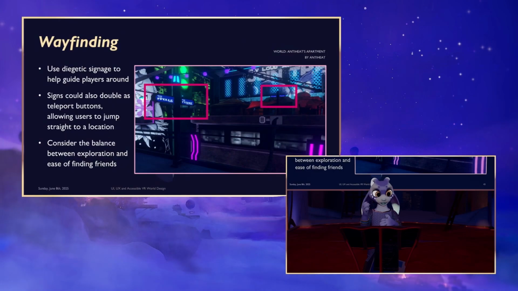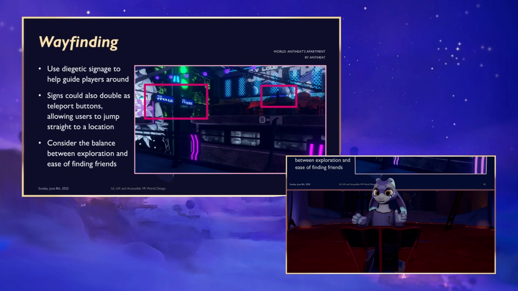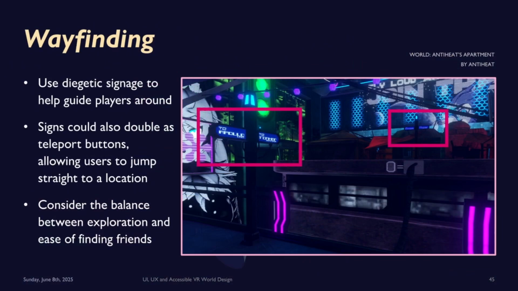Once they are in the world, use signage, diegetic signs within the world that guide people around, for example, and tell them where things are. Those signs could also double as teleport buttons, letting people jump straight to the location. You do want to consider the balance between exploration and finding your friends. For example, somewhere like the Frailty Lobby or the Hockle Knight Giant City world, exploring and finding where people are is part of the fun. If you just had a teleport straight to friend button, that would be not so fun. And you wouldn't see the world. You'd just immediately start talking to your friends and never see it.